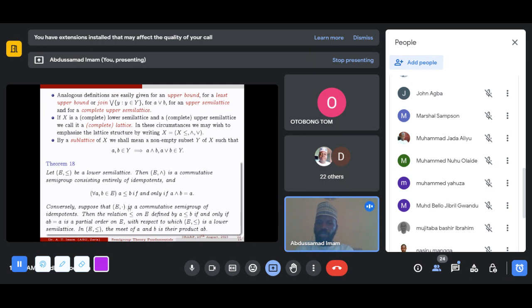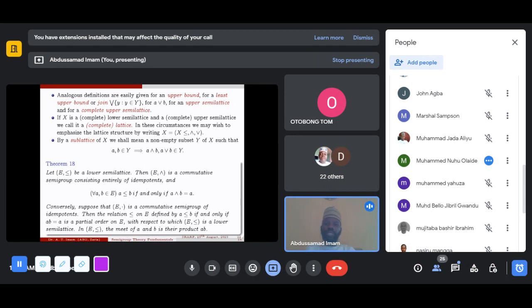So if you give me a commutative semigroup of idempotents, I can construct out of it a lower semilattice. And if you give me a lower semilattice, I can construct out of it a commutative semigroup of idempotents. This is telling us that these notions are the same. It means the notion of a commutative semigroup of idempotents and that of a lower semilattice, they are just the same thing. They are equivalent notions.